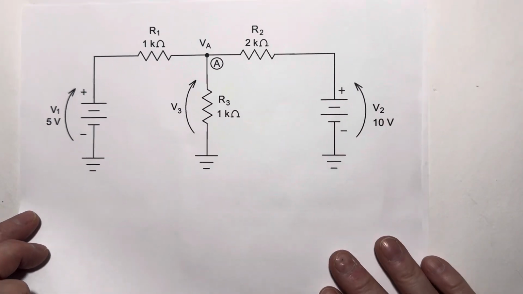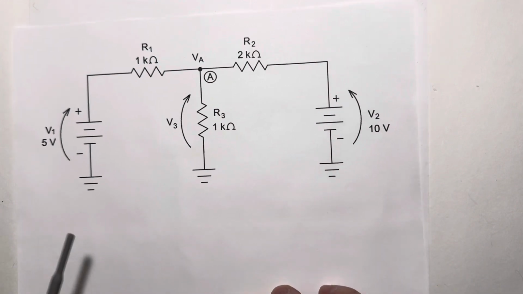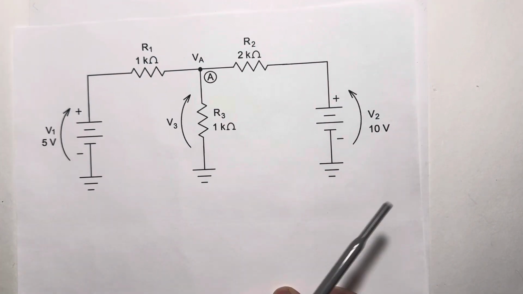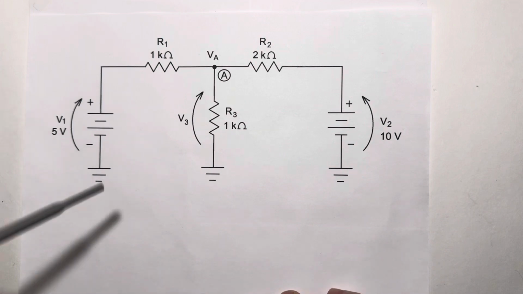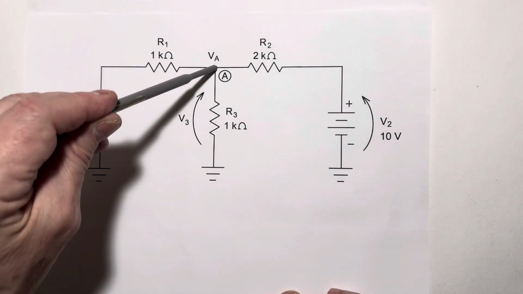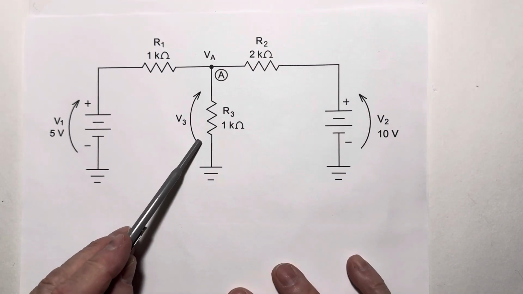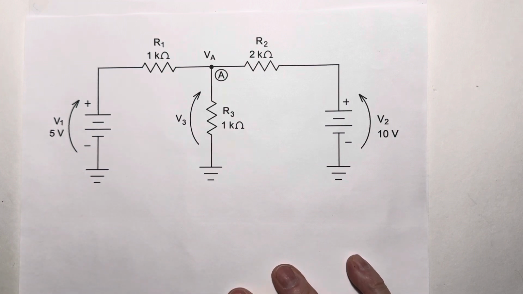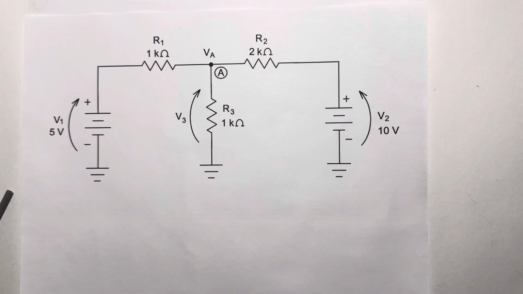Okay, now what we've got here is a circuit with two sources, a 5-volt source labeled V1, a 10-volt source labeled V2. And what we want to do is determine the voltage at node A with respect to ground. That's labeled V sub A. It also happens to be the same as the voltage drop across R3. All right, superposition allows us to do this analysis in 2 steps.